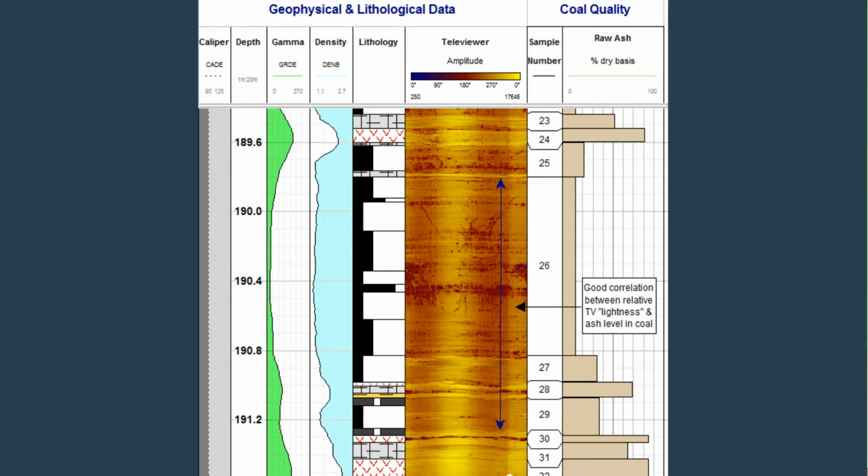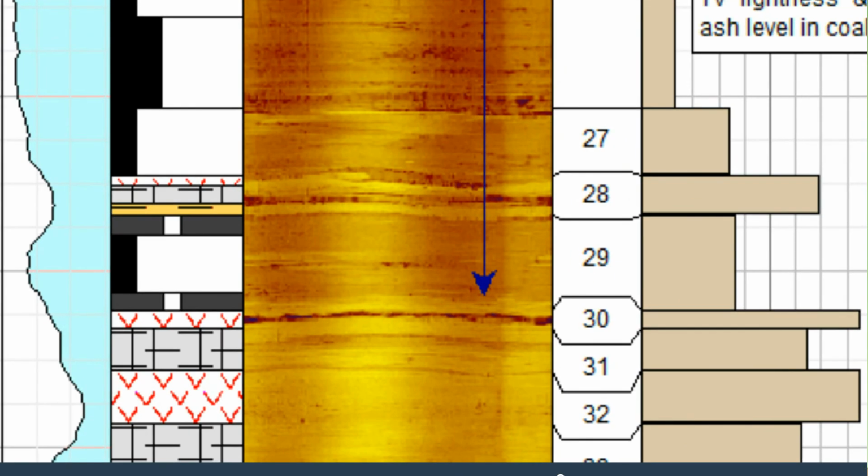Here's another example, this time of the Fassifern seam. Again, the correlation between relative lightness of the amplitude image and raw ash can clearly be seen, especially towards the base of the coal seam. In this case, the geologist has been slightly generous in samples 27 and 29 by logging some high ash material as dull minor banded. But to be fair, it is very difficult to be consistently accurate when logging dull shaly coal and coaly shale. This tool can make the job much easier, so let's use it.